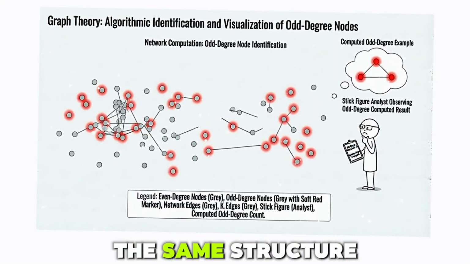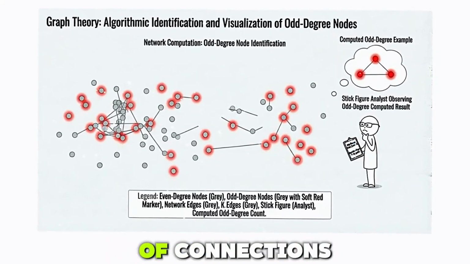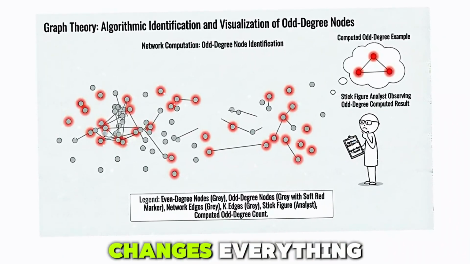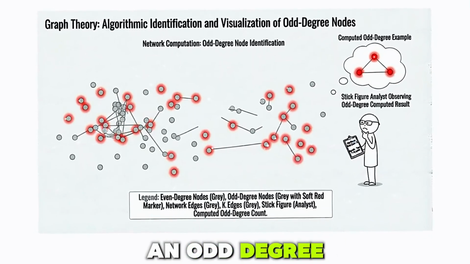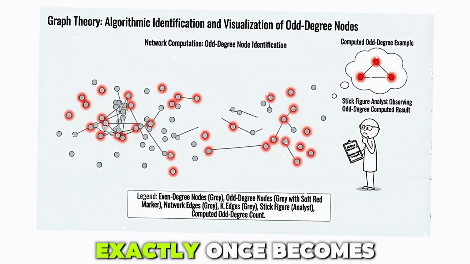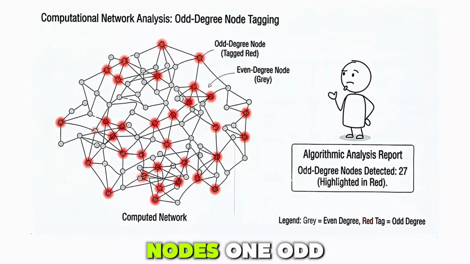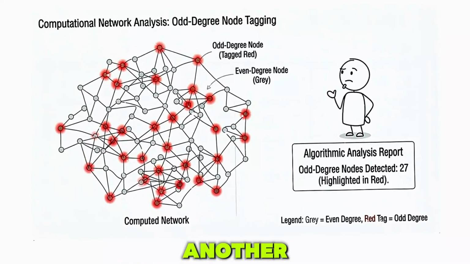Line City had the same structure hidden inside it. Some nodes had an odd number of connections. And in graph theory, that detail changes everything. If more than 2 nodes have an odd degree, then a single continuous path that uses every edge exactly once becomes impossible. Stickman marked the nodes, one odd, another odd, then another.